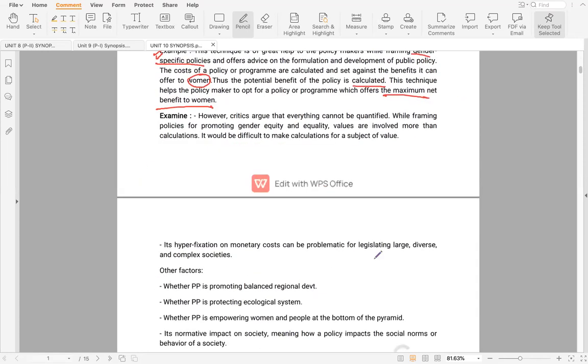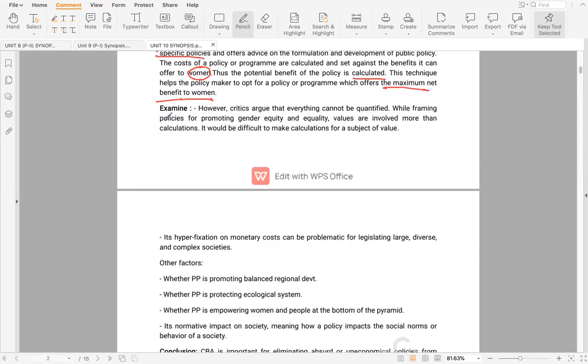And because the questions are directive, like examine, we will also talk about how, however, critics argue that everything cannot be quantified. So you also talk about other methods which you already introduced in the introduction. Things cannot be quantified while framing policies for gender, equity, and equality. Values are also involved more than calculations. Therefore, it would be difficult to make calculations for a subject of value. Its hyperfixation on monetary costs can be problematic for legislating for large, diverse, and complex societies.